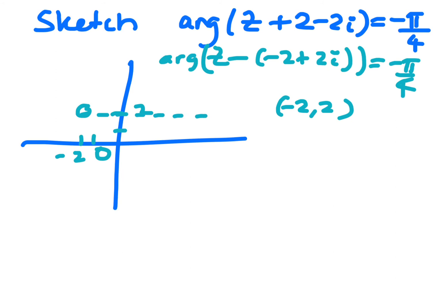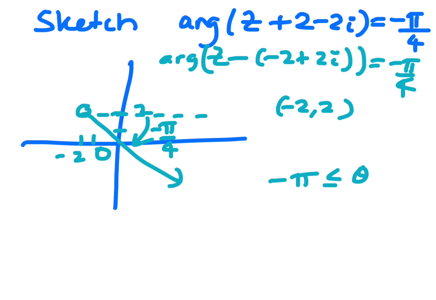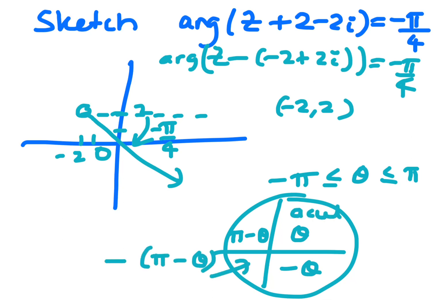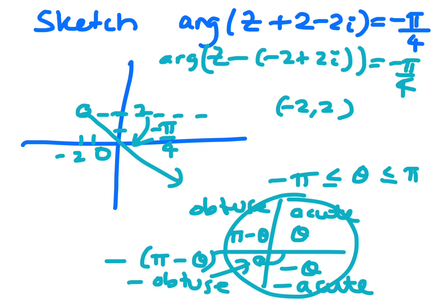Now because it's minus pi on 4, that would be minus pi on 4. The angle theta will go between minus pi and pi. And basically in this quadrant, it's theta. This one's pi minus theta. This one's minus theta. And that one's minus pi minus theta. So it's like acute, obtuse, minus acute, and then minus obtuse coming around here.